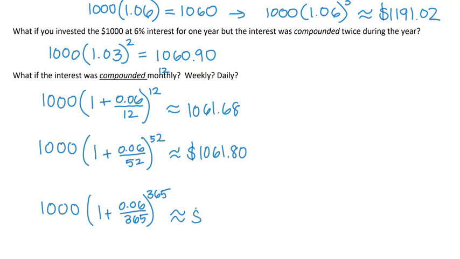And then I get $1,061.83. And you can see that it does keep climbing, but I'm increasing the number of compoundings a lot, and I'm getting smaller and smaller increases in the amount of money that I actually get. So what we want to do is take this all the way to its extreme.